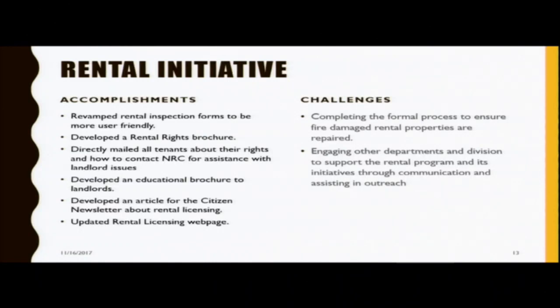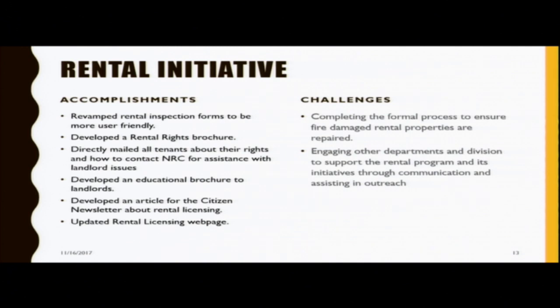All right, next up is our rental initiative. Most of our accomplishments on the rental side have been toward communication and education, primarily of tenants, but landlords too. We've got a mailer that's in the process of going out directly to tenants to make them aware that if they are having issues, they can call us when it's dealing with property maintenance issues and things along that line.